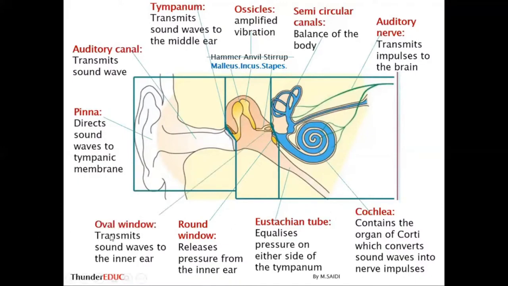And then lastly, the oval window transmits the sound vibration to the inner ear. So the oval window is very important in transmitting the vibration from the middle ear to the inner ear. So basically, this is what you need to know about the ear, the functions of the ear.